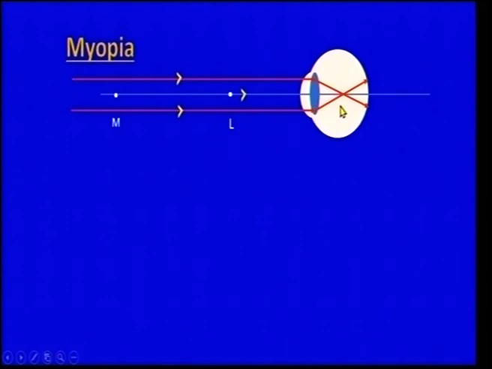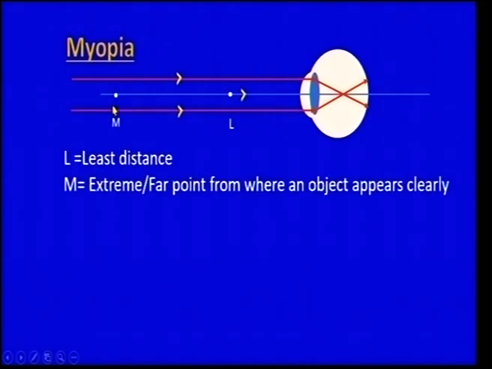It appears blurred. This is L, the least distance, and this M is known as the far point or extreme point. Beyond this point, whatever objects are there are not visible clearly, but when you place the object in between M and L, you can see the objects clearly.